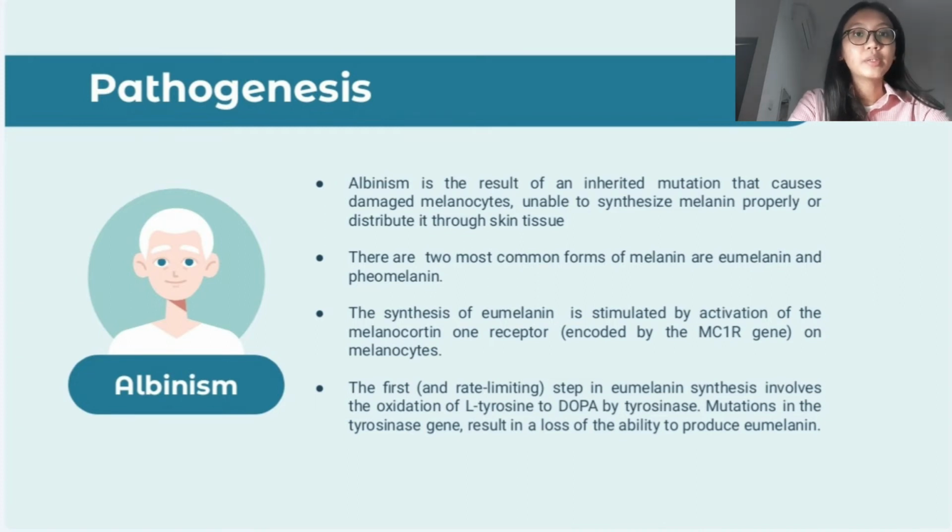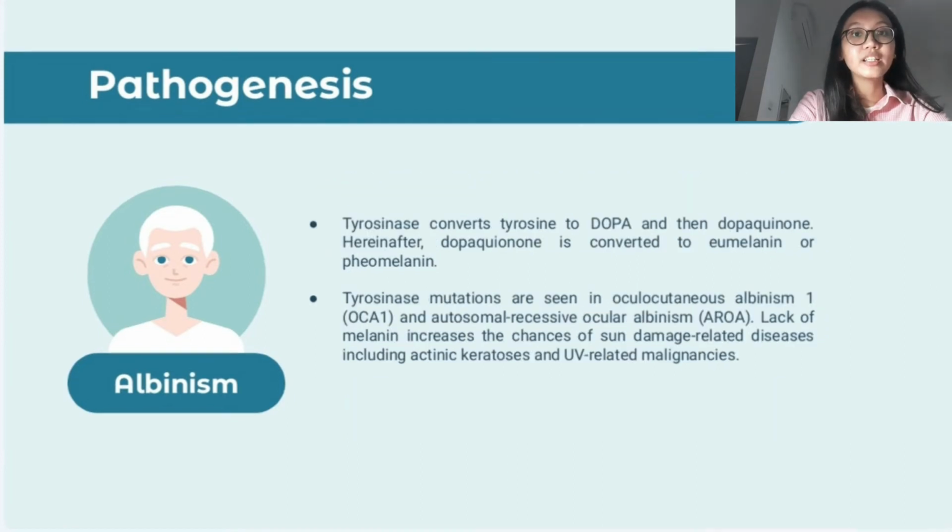The first step in eumelanin synthesis involves the oxidation of L-tyrosine to DOPA by tyrosinase. Mutation in the tyrosinase gene results in the loss of ability to produce eumelanin. Mutation in the tyrosinase enzyme causes albinism because tyrosinase plays an important role in converting tyrosine to DOPA and then to dopaquinone. Hereinafter, dopaquinone is converted to eumelanin or pheomelanin. Tyrosinase mutations are seen in oculocutaneous albinism 1 and autosomal recessive ocular albinism. Melanin deficiency increases the chance of sun damage-related disease, including actinic keratosis and UV-related malignancy.